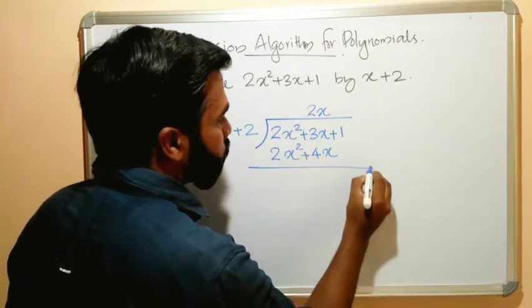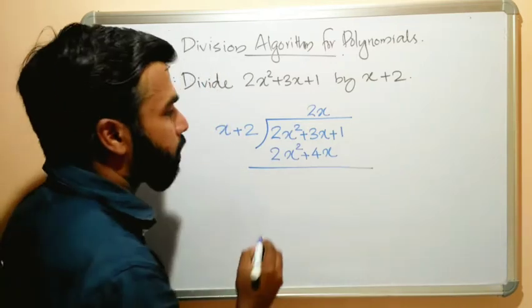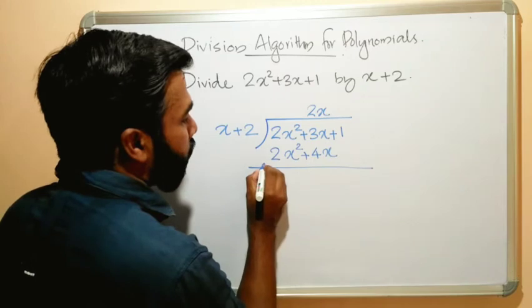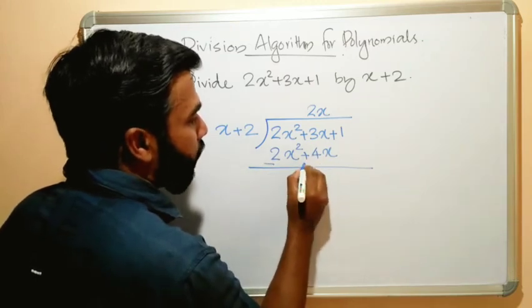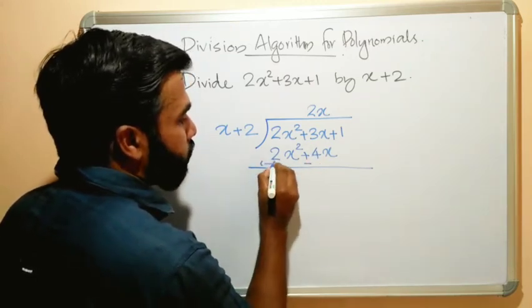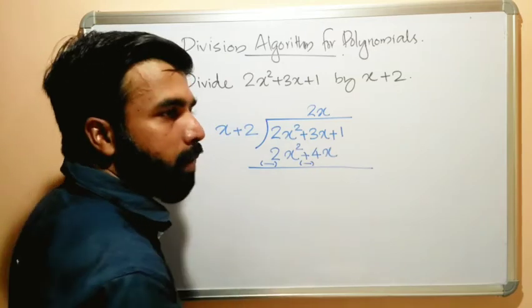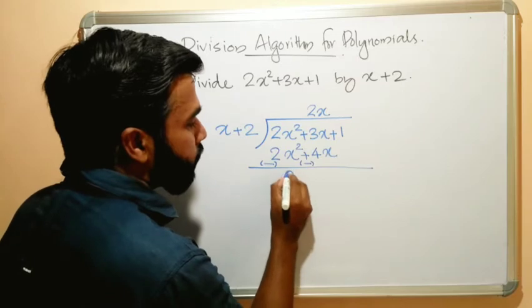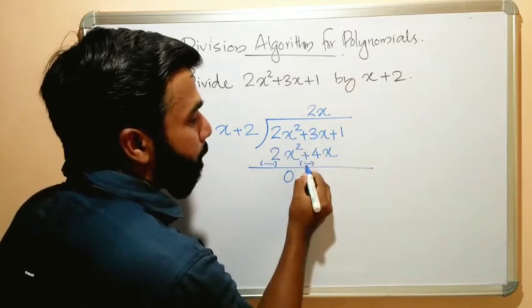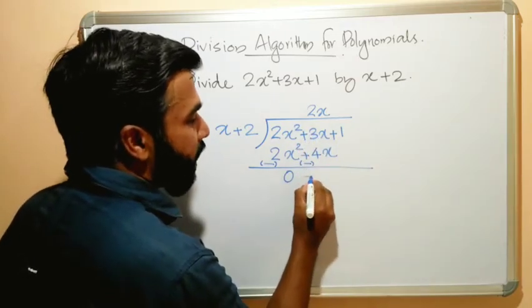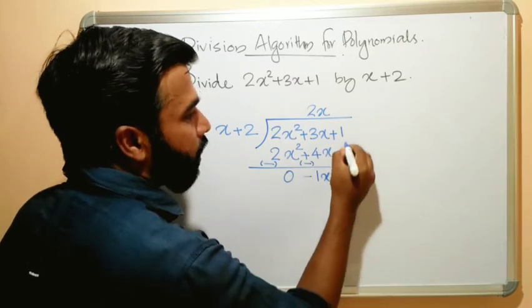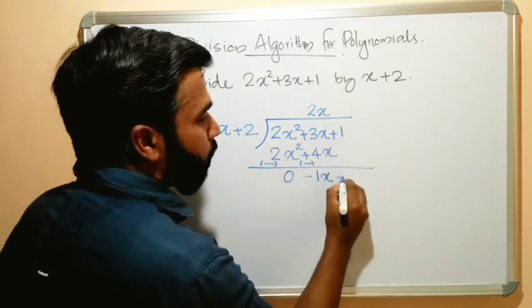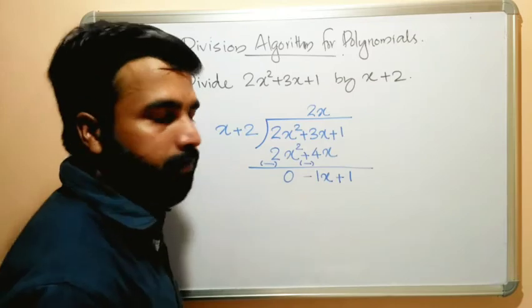Then we have to subtract. That means here it will become minus 2 and this plus will become minus. That is, here minus, here also minus. Then 2x² minus 2x² is equal to 0. Then 3x minus 4x is minus 1x. Then we write this plus 1 down, that is plus 1.